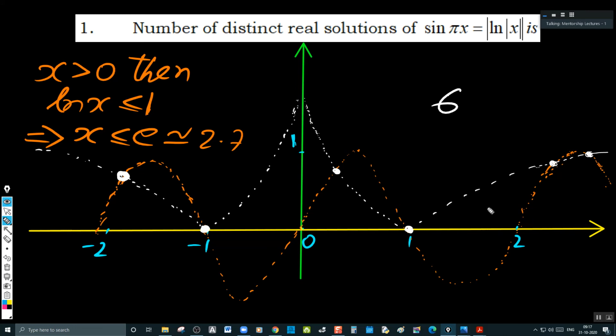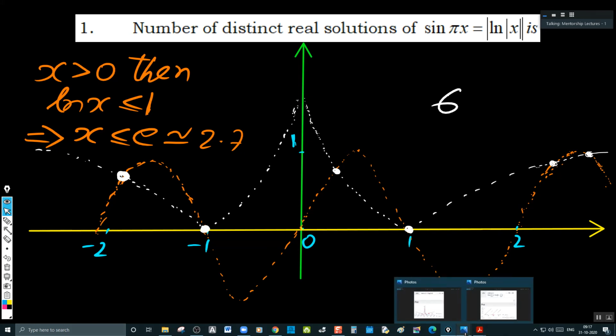So the number of solutions for this is 6. Not that easy. Because while drawing the graph, it is inevitable that these are to be solved using graphs only. So there are 6 points of intersection here. And to confirm this graph, I have taken the graph from the graphing calculator. Let me show you that also. Let me check one moment. Yeah, it is there.